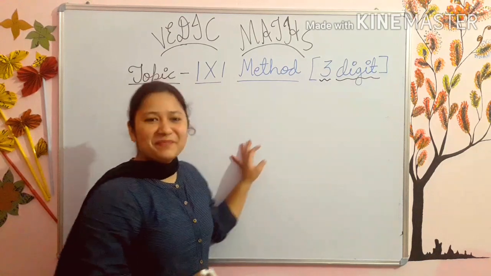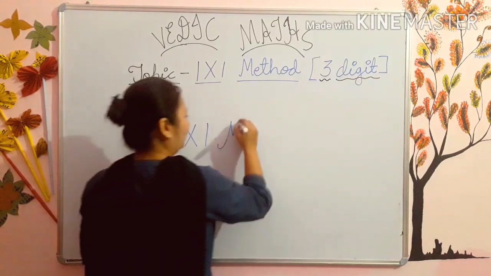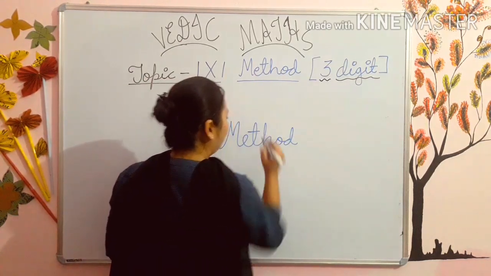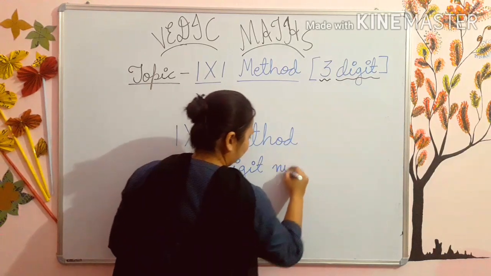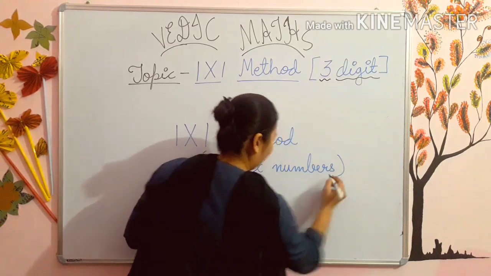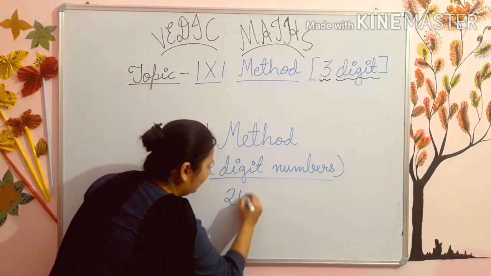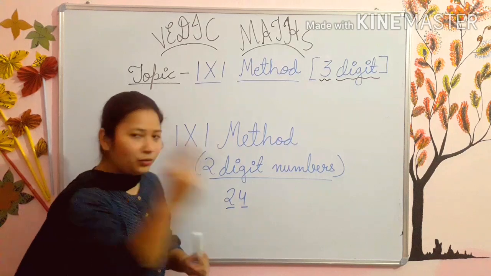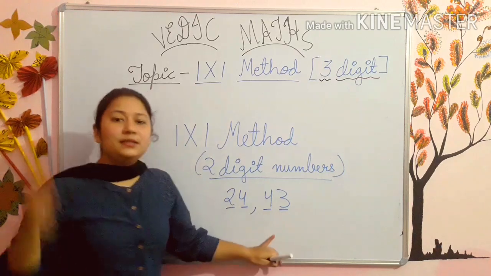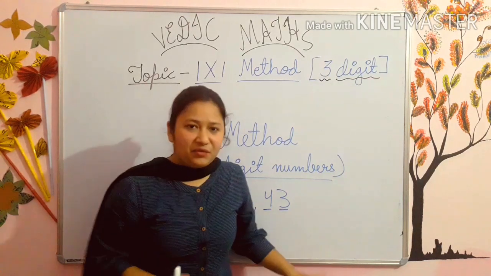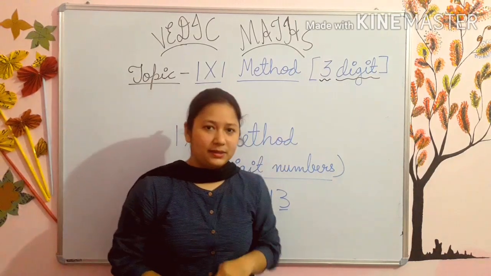So students, in our previous topic, we have studied the IXI method for two-digit numbers. Yes, what are two digits? The number which contains two digits. So these type of numbers means the two-digit numbers. So in our previous video, we have discussed the IXI method for two-digit numbers.